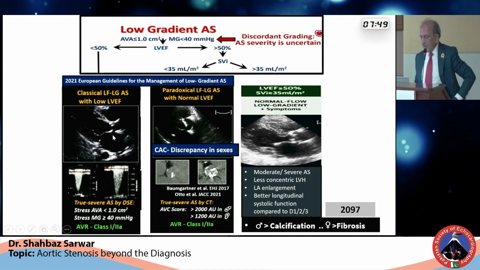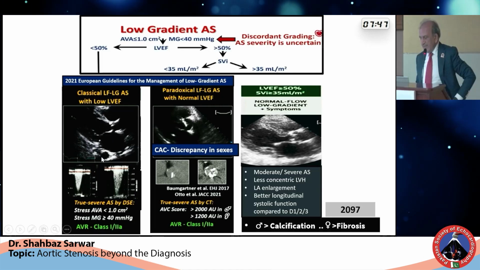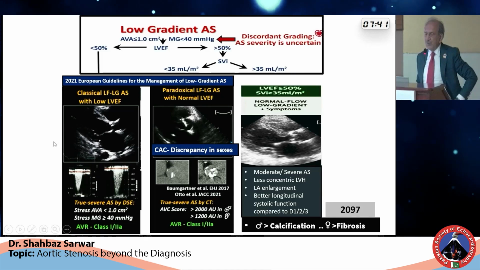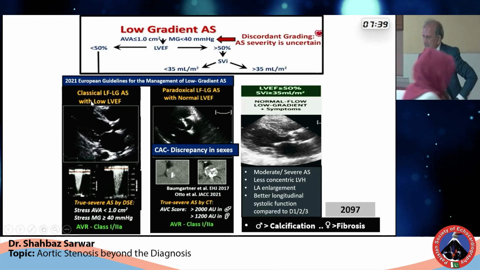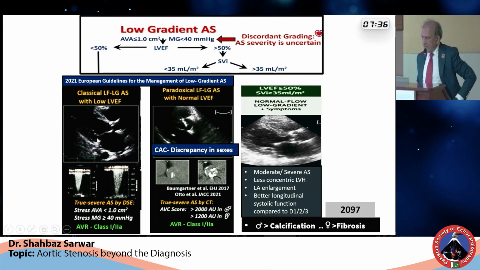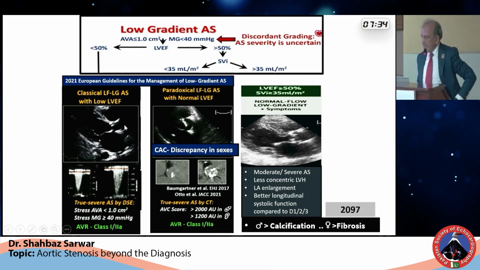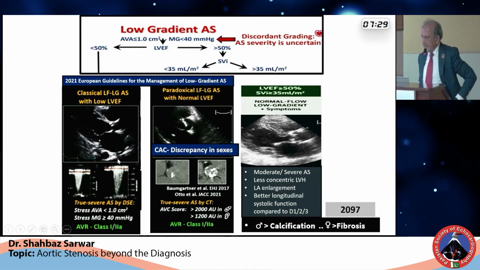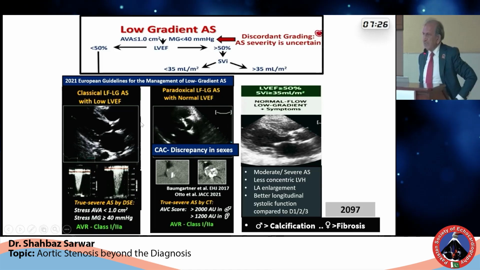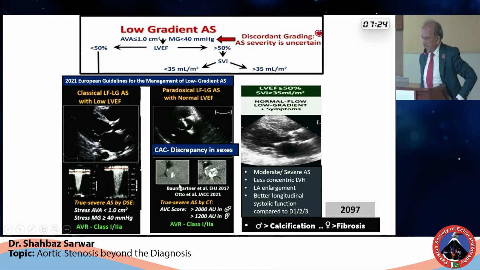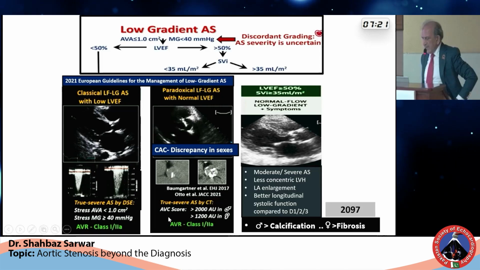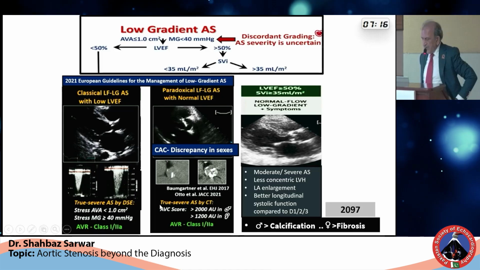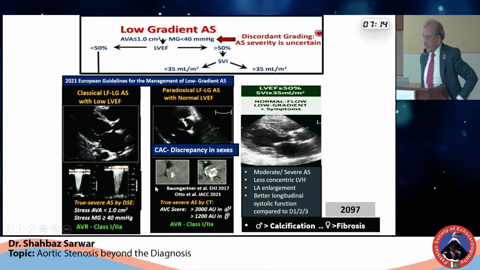For classical low flow, dobutamine stress echo or DSE is very, very helpful because that is going to tell us about the flow reserve. So in these classical low flow, low gradient cases, we are probably better off doing a DSE. But with paradoxical low flow, low gradient and normal flow, low gradient, the calcium score is very helpful. The cutoff values for male is 2000, for female it is 1200. And if the calcium score goes beyond that, that is a class 1 or 2A indication for AVR.